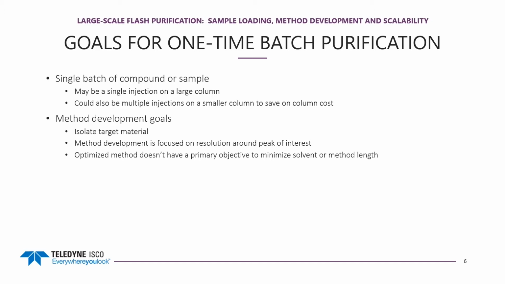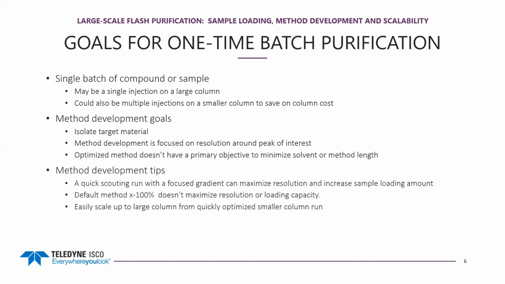Our method development goals at this point would basically be to isolate the target material. We want to focus on resolution around the peak of interest, but we don't have a primary objective to minimize solvent or method length. The reason for this is because optimizing for solvent and method length is going to take time. We basically just want to get the sample as pure as possible, as fast as possible, and move forward, because we're not going to have the time savings accumulated when we do a repetitive purification.